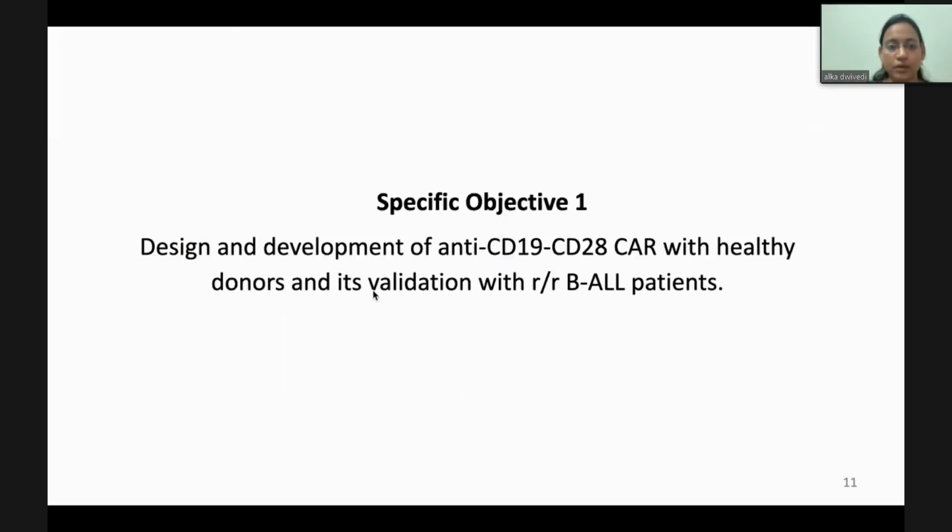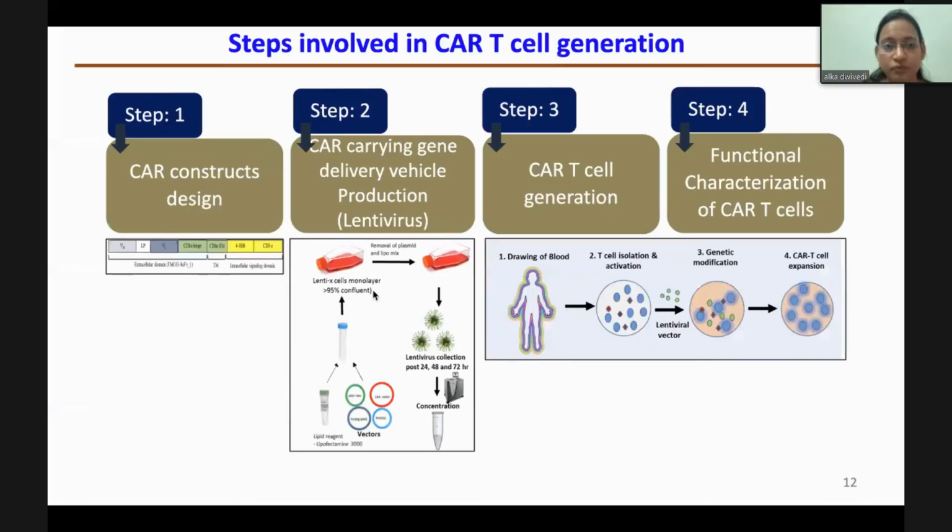So here I'll go. The first objective was the design and development of an anti-CD19 CD28 CAR with a healthy donor, and its validation with relapsed and refractory BLL patients. If we look at the CAR-T generation process, there are four steps. First is the design of the CAR construct. After that, production of the gene delivery vehicle, which carries the CAR construct. And after that, manufacturing of the CAR-T with transduction of these lentiviruses, and then functional characterization of the produced CAR-T.